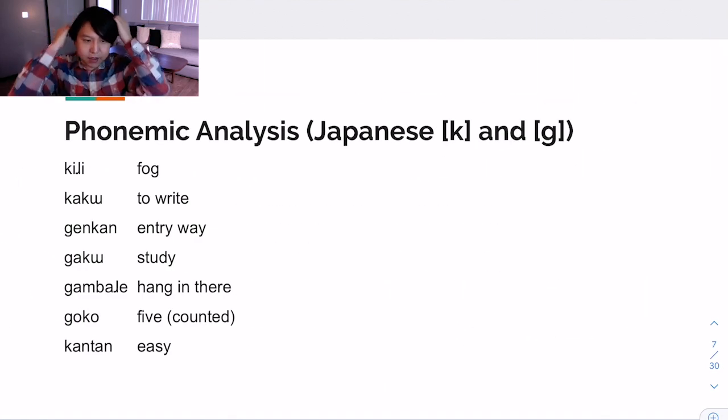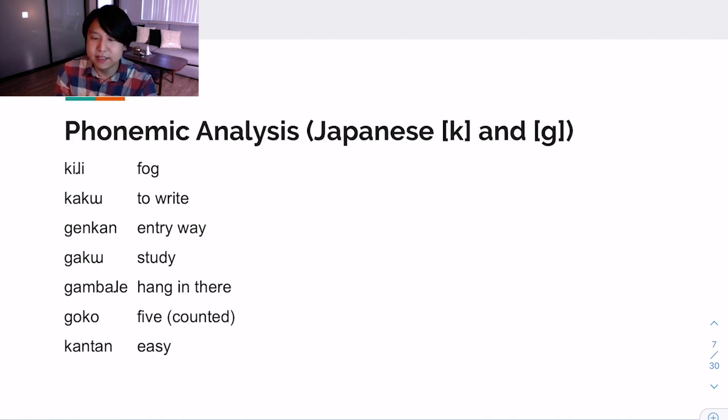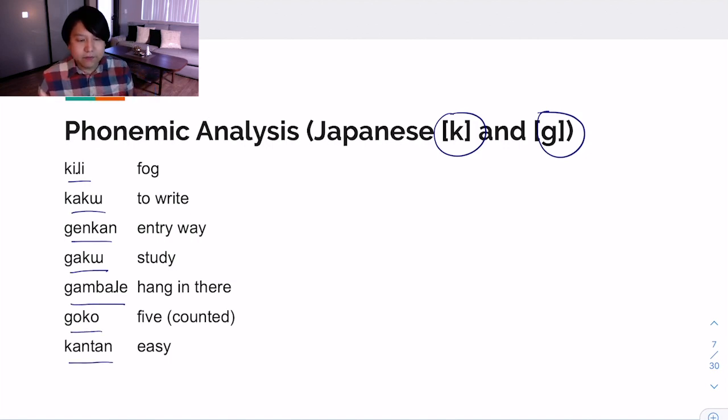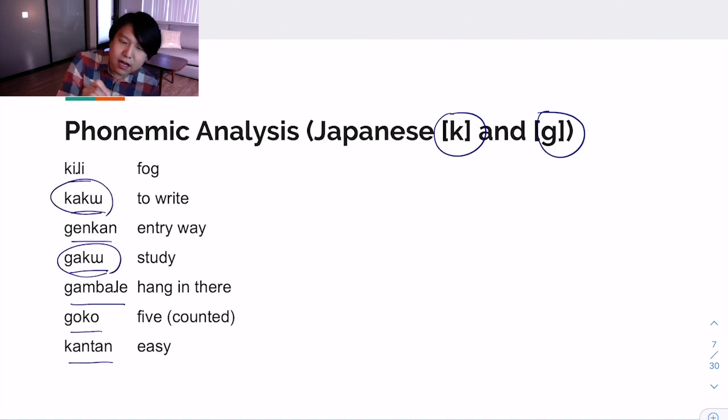Okay, let's move on. Phonemic analysis of Japanese ka and ga. So there's a set of words: kiri, kaku, genkan, gaku, gambare, goku, kantan. Can you find a minimal pair? Yes, here, kaku and gaku.